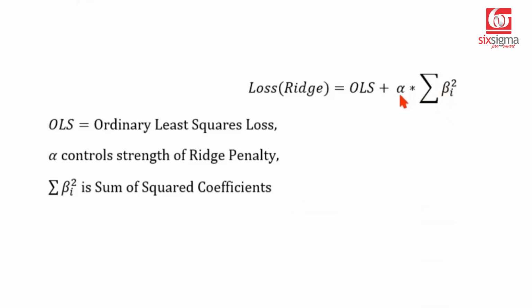Now, obviously, if alpha is 0, then we are not adding any shrinkage penalty. We are rather just considering the ordinary least squares method. So this is kind of a trade-off that we'll have to figure out, what is the right value of alpha so that we are able to avoid overfitting.